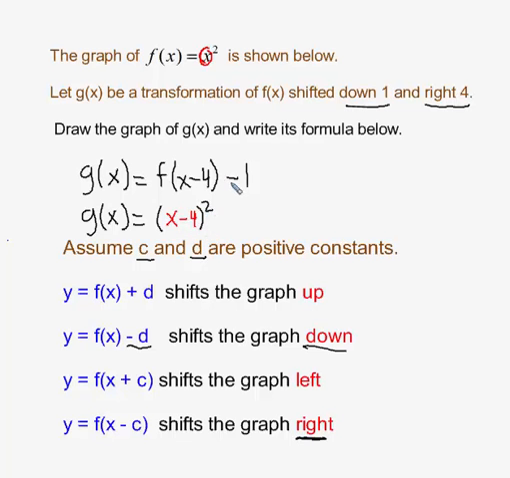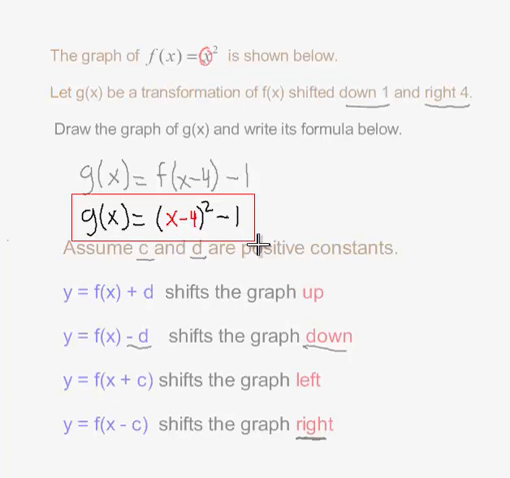And then don't forget that the notation says that we need to subtract 1 on the outside, so I simply copy it down. So the input variable x got replaced with x minus 4. When you make a substitution, you should always put parentheses. That would move the graph to the right 4, and then simply putting a subtract 1 on the outside at the end would move the graph down 1. So this is what I need to type in for the formula for the transformed function g.